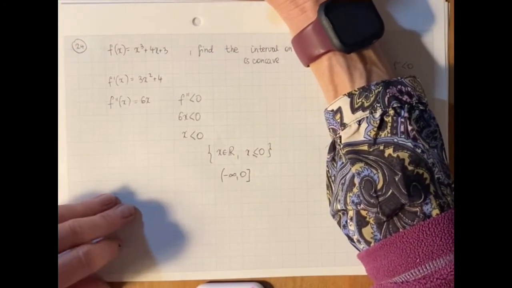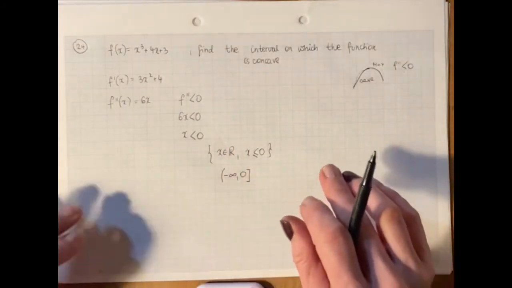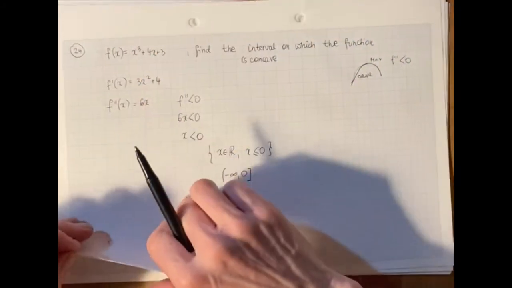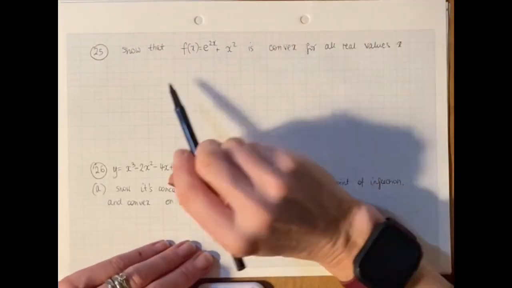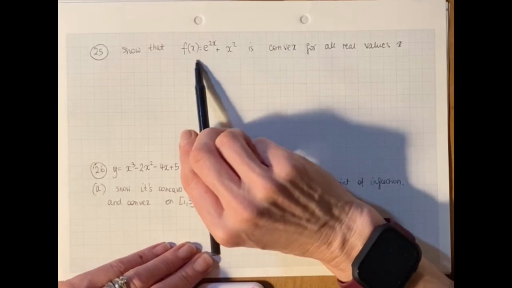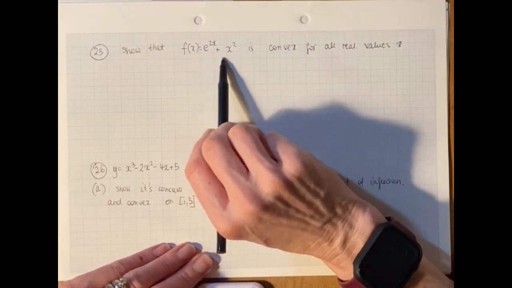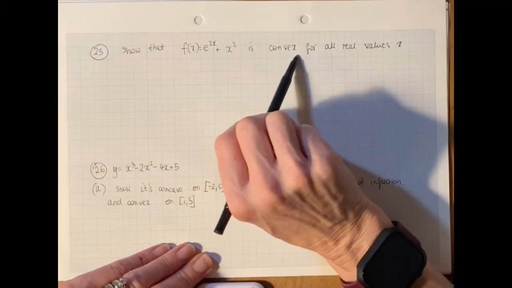Okay, so going to move on to example 25. That example is over here. Now we are asked to show that this particular curve, e to the power of 2x plus x squared, is convex for all real values.